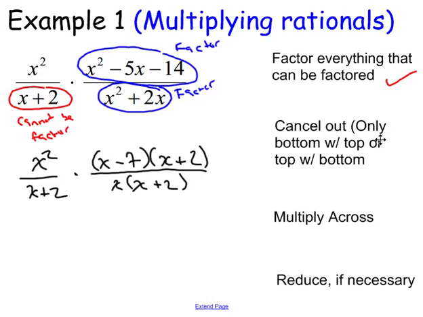Okay, step 2, cancel out. So now it's time to cancel out stuff. I could cancel out this x plus 2 with one of these x plus 2s. I could only do it with one, so I'm going to pick this one. So I canceled this x plus 2 with this x plus 2. Now, I can also cancel out this x with one of these x's. Because remember, this is x times x, and one of those x's is going to cancel out with this x.